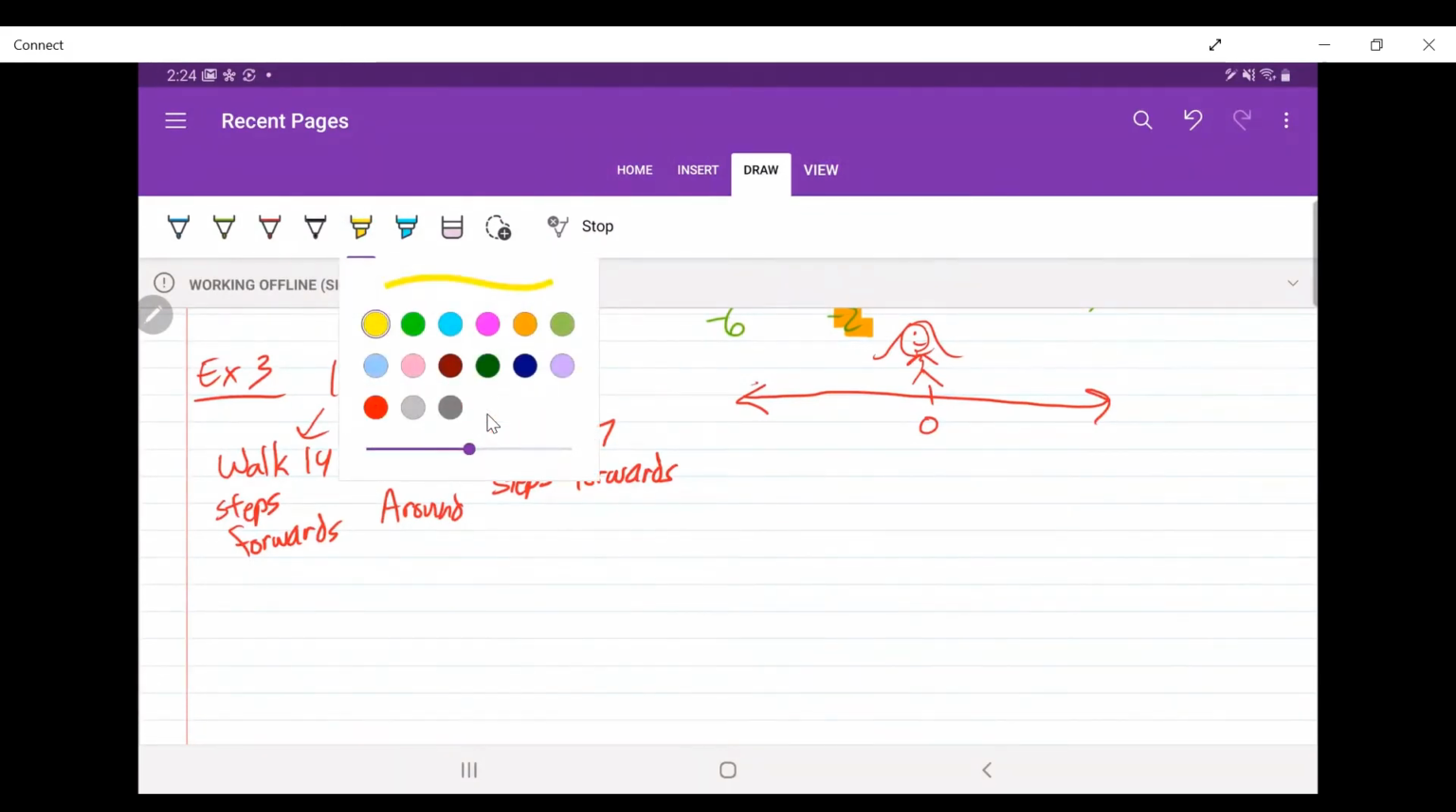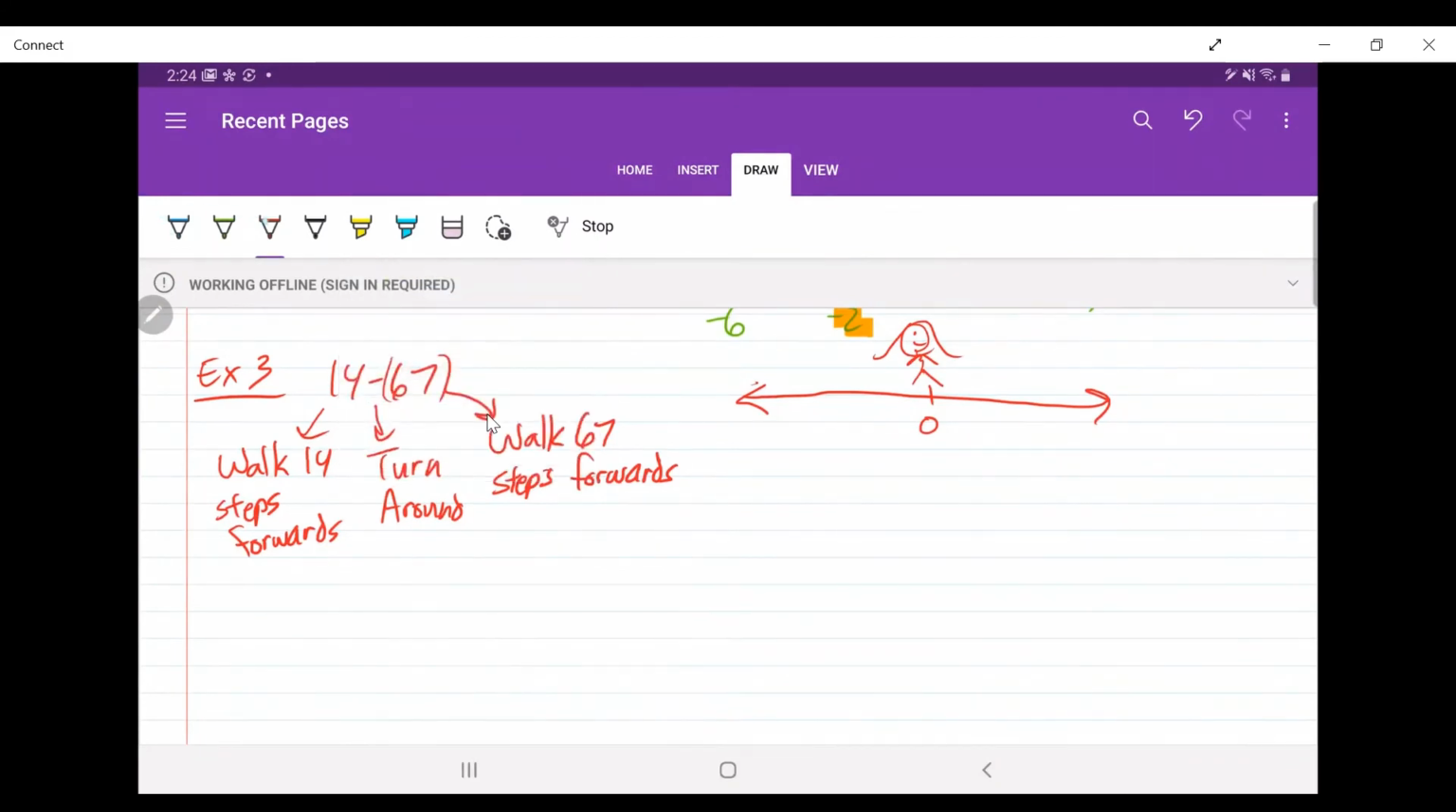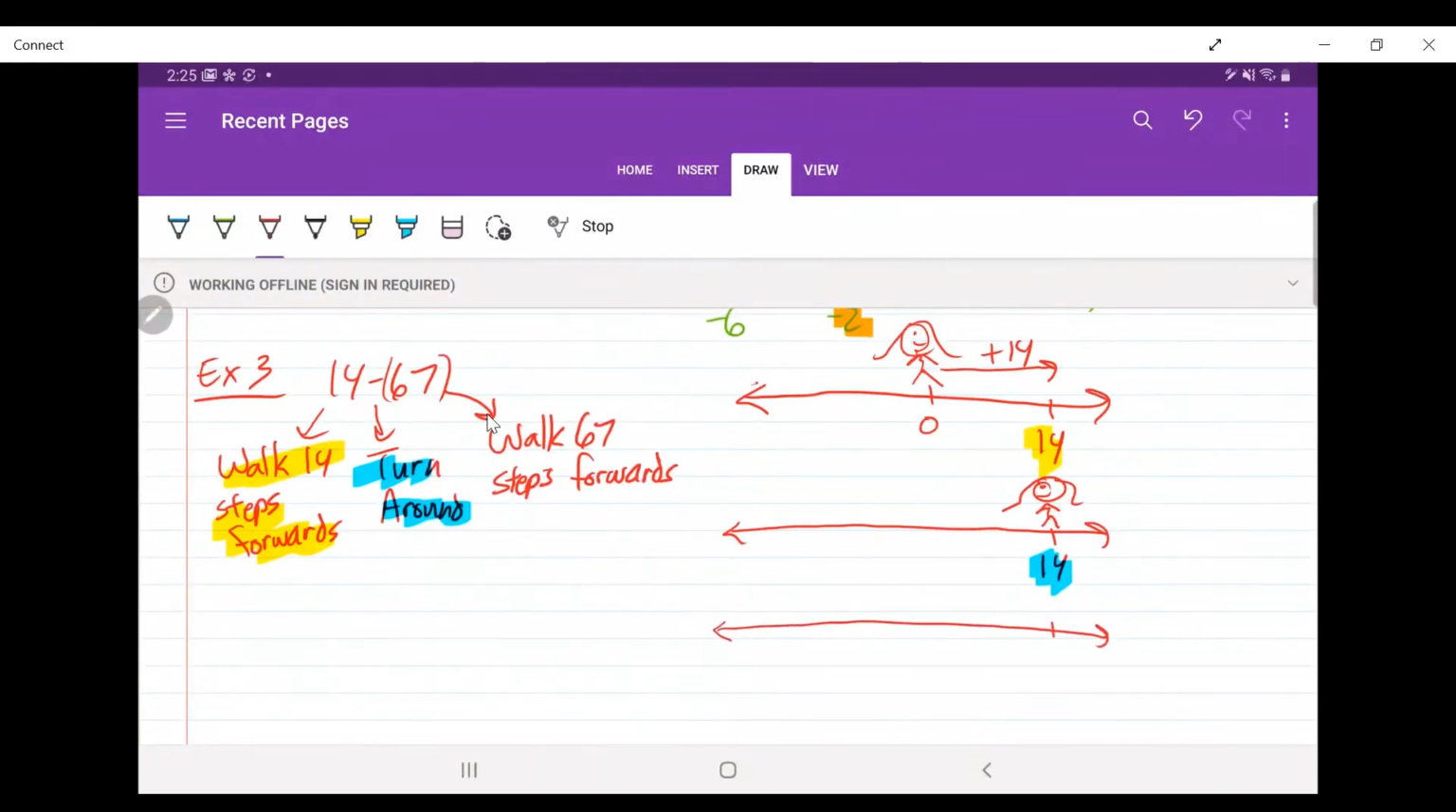So let's start first by walking 14 steps forward. We'll be at 14. Now that we're at 14, we need to turn around. We're facing left, because we turned around from right to left. And lastly, we need to walk 67 steps forward.